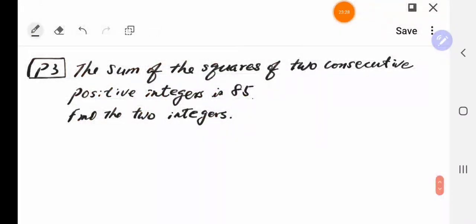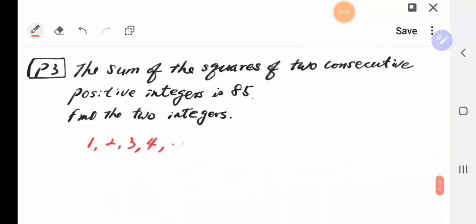Okay, this is problem number 3. This is pretty much similar to the previous example. Okay, the sum of the squares of two consecutive positive integers. Now there are two integers which are positive integers. These are not odd integers or even integers. So if you see this, two consecutive integers are 1, 2, 3. They are consecutive positive integers.